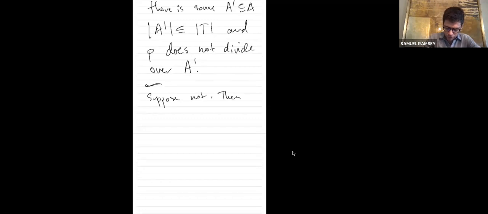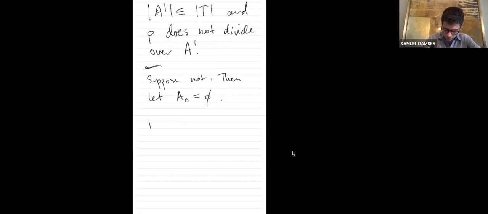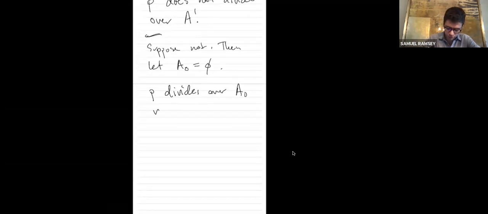Then let A0 be the empty set. So we know that P divides over A0, otherwise we'd be done, via some phi 0 x A0.